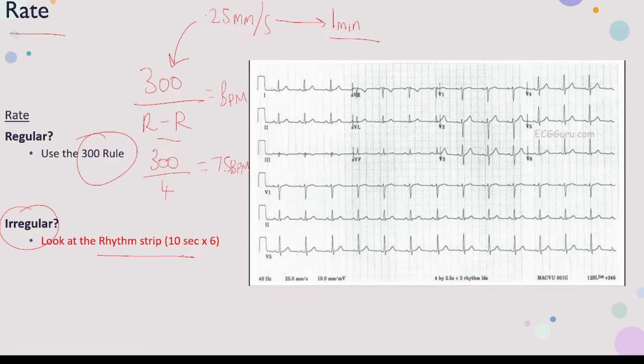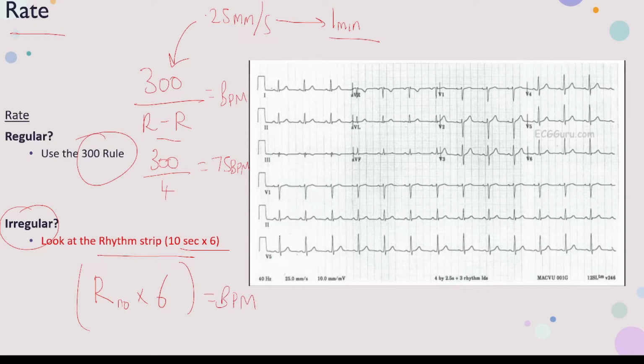So what do you do in this rule? It's quite simple. All you do is calculate the number of R waves and then times it by 6. You times it by 6 because it's 10 seconds times by 6, which is 60 seconds. So you can then get your beats per minute.